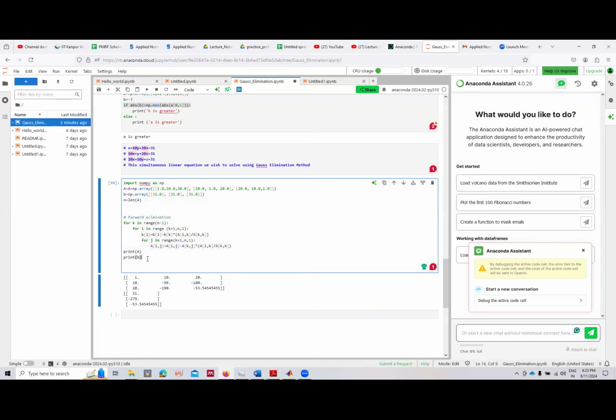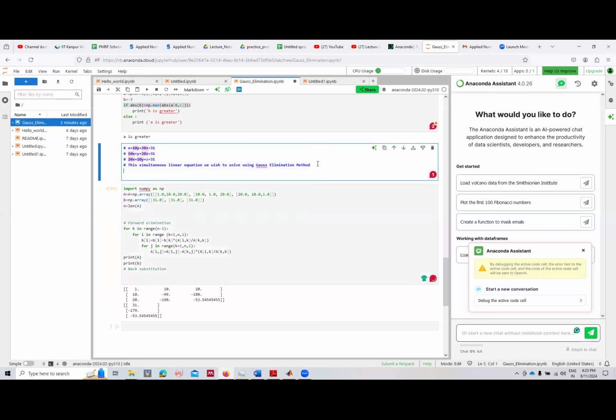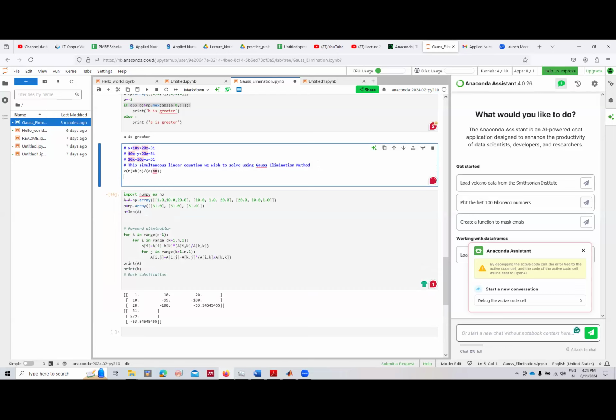Now what I need to do? I need to apply what? I need to now apply back substitution. Okay. So in back substitution, what was the xn? Xn was simply bn divided by a n n. This was my xn. Or the other terms was what?